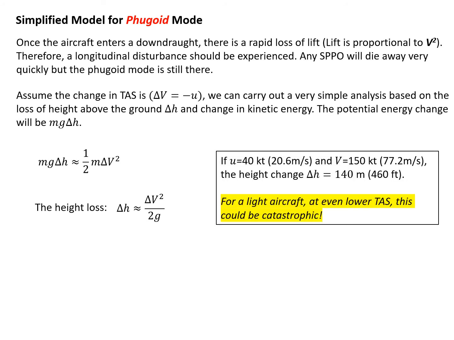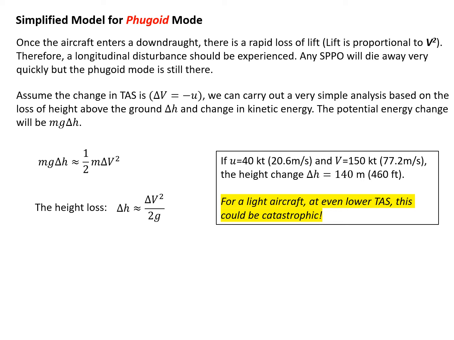Okay, so now let's get some numbers. If U is 40 knots, so there is a decrease of velocity of 40 knots, and the original true airspeed is 150 knots, that's about 1/15, right? So it's about 30%. And then the height change, according to that simplified analysis, delta H is 140 meters. So you see it's a very big number.